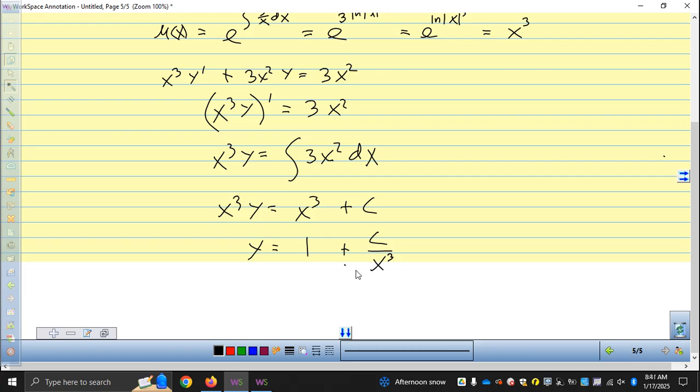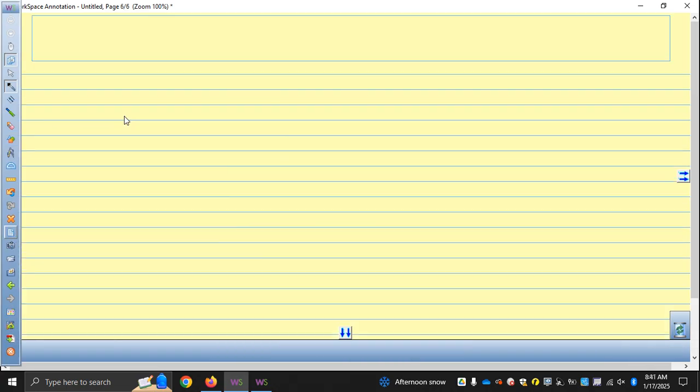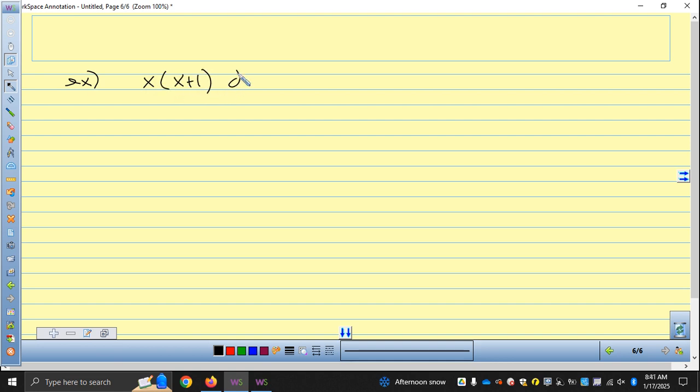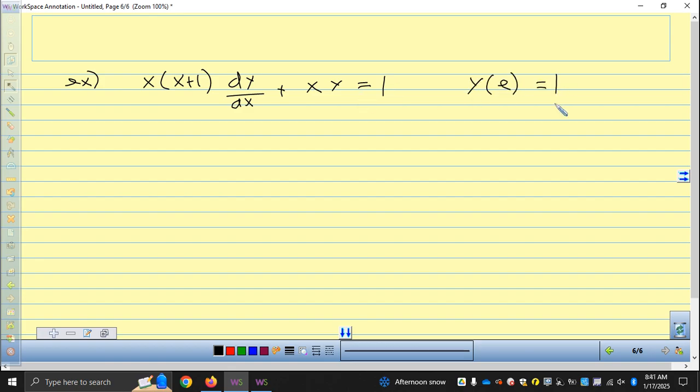All right, I want to look at one more, this time an initial value problem, and we'll talk about the interval of solution. x times (x plus 1) dy/dx plus xy equals 1, and we have y of e equals 1. We're going to rewrite in standard form: y prime plus 1 over (x plus 1) y equals 1 over x times (x plus 1).